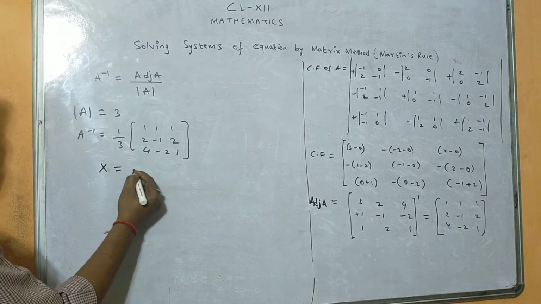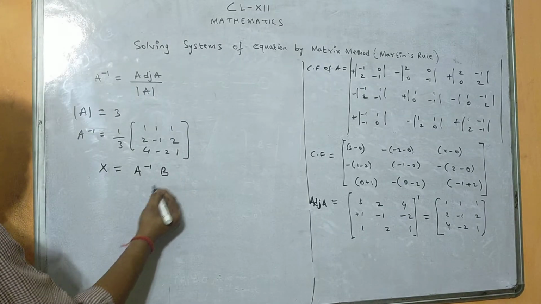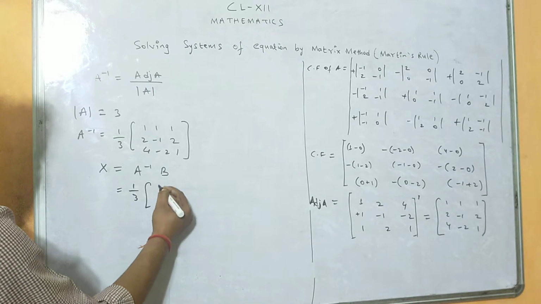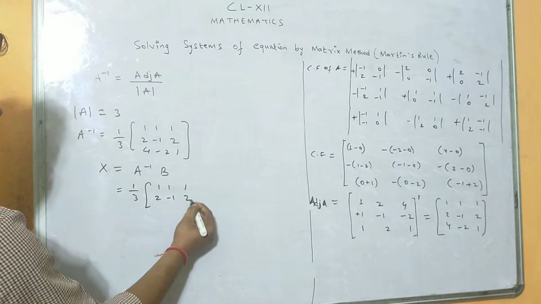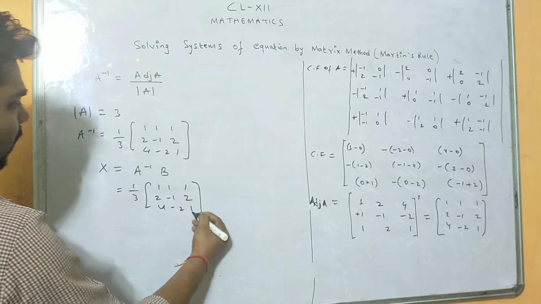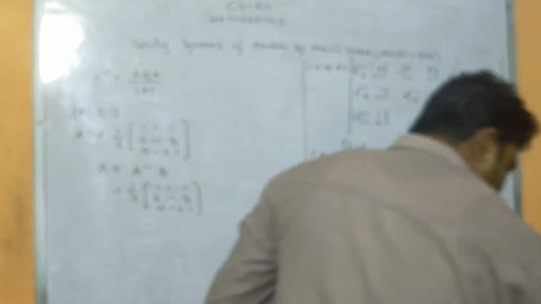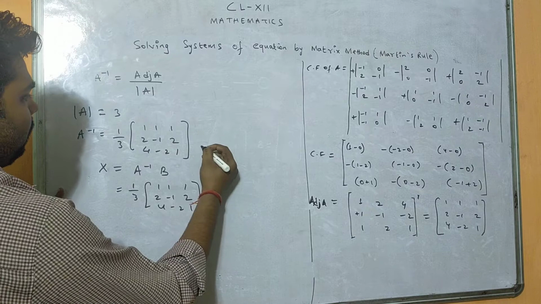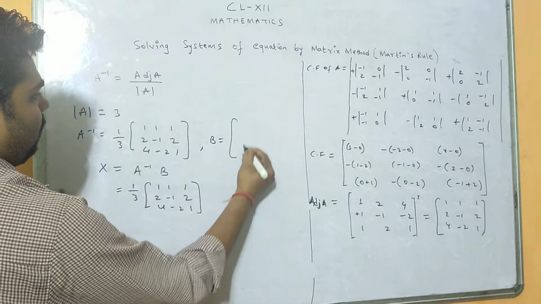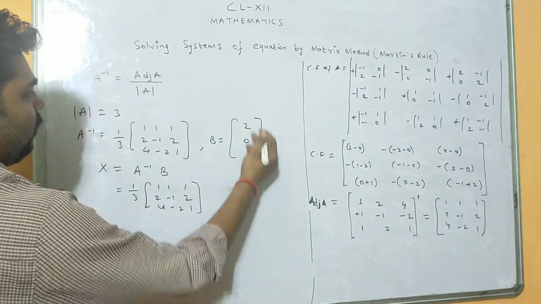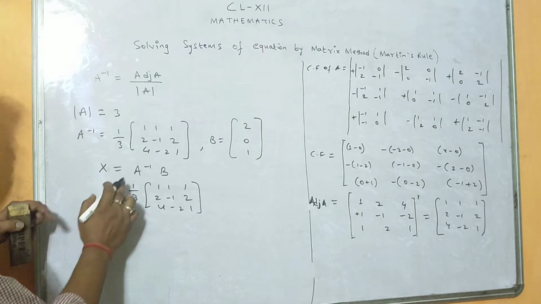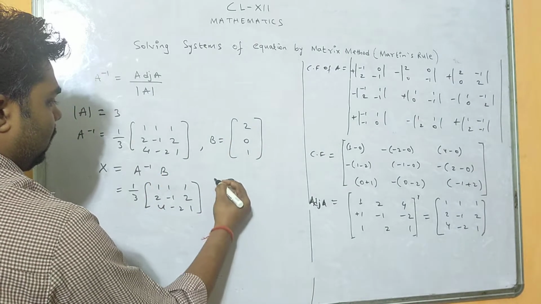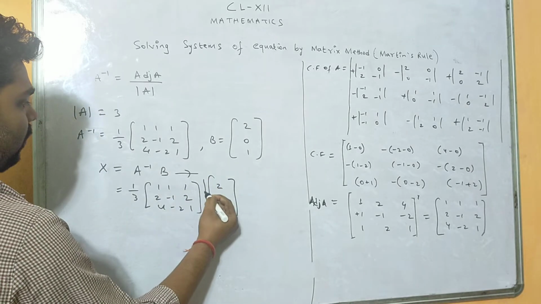So the formula was X is equal to A inverse B. So in place of A inverse I will substitute 1 by 3, 1, 1, 1, 2, minus 1, 2, 4, minus 2, 1. And in case of B we have 2, 0, 1, right? So this was in the question. A inverse I have substituted; in place of B I will substitute 2, 0, 1. Now row and column multiplication.